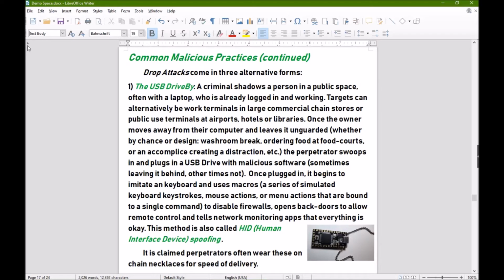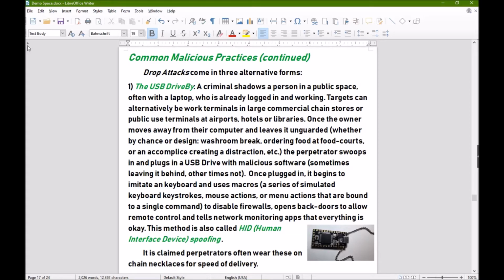First is the USB drive-by. Here, a criminal shadows a person in a public space, often with a laptop, who is already logged in and working. Targets can alternatively be work terminals in large commercial chain stores, or public use terminals at airports, hotels, or libraries. Once the owner moves away from their computer and leaves it unguarded, whether by chance or design, washroom breaks, ordering food at food courts, or an accomplice creating a distraction, then the perpetrator swoops in and plugs in a USB drive with malicious software, sometimes leaving it behind, other times not.